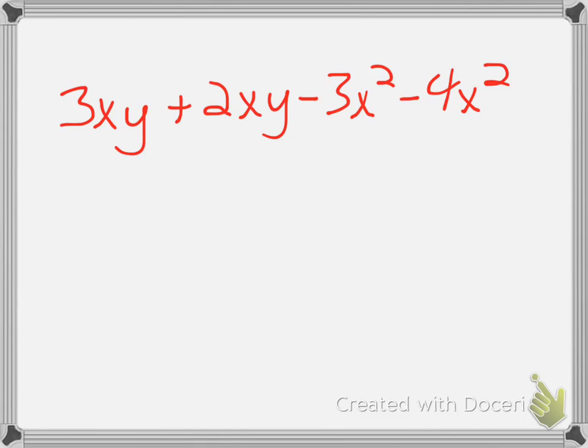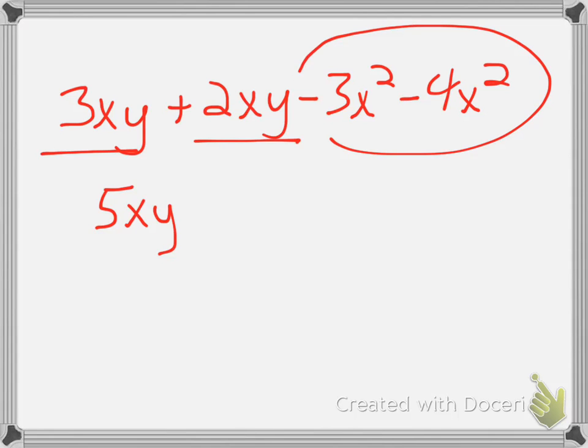Alright, so look. This one has an x and y, so you're going to look for another x and y because that's a term. Here's another xy. They have the same powers, so you can combine them. So you get 5xy. Now these are not like terms to these, so you can't put them with these. However, you can put them together because they're both x's and they both have a 2 power.